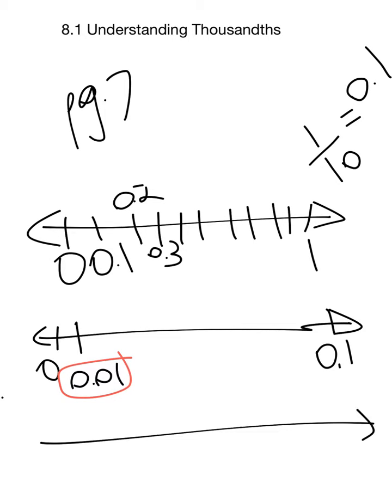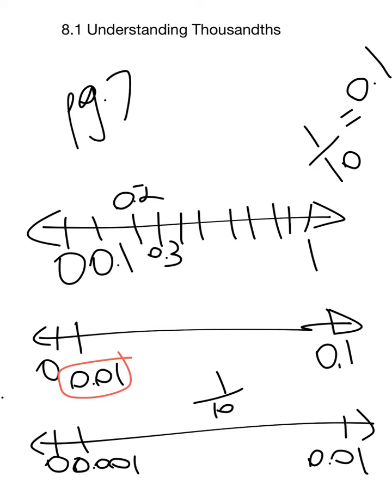If we had a third number line with the start point being 0 and the last point being 0.01, so 100th is the last point, then within that, if we divided that number line into 10 parts, each part would be worth 1/1000ths. We would have 2 zeros after the decimal point and then the 1. And in fraction form, it would be 1/1000.